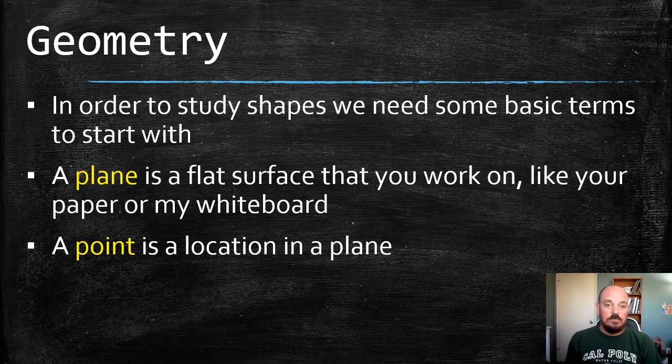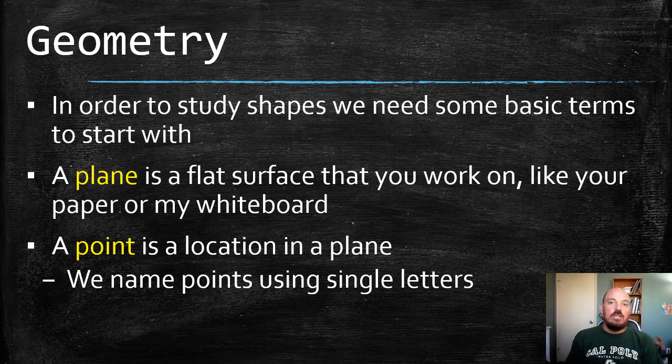Now, a point is a location in a plane. We've done points before. First semester we did a lot of graphing and we plotted a point x comma y. It's like that, but it's not a coordinate plane. It's not going to be x, y anymore. It's just going to be a location in the plane. When you're naming points, it's very simple: just call them letters. We usually use single capital letters, point A, point B, point C, point P, Q, R, whatever you want to name them. But we're going to name our points using single letters.